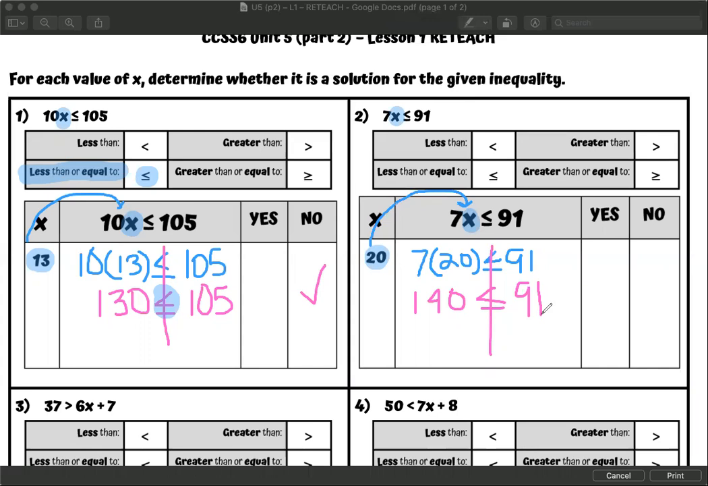my number. So again, I'm going to highlight my inequality symbol, which is right here. I'm going to find where it matches up here. That means less than or equal to. So I'm asking myself, is 140 less than 91? Nope. Is it equal to 91? Nope. So no, it is not a solution.